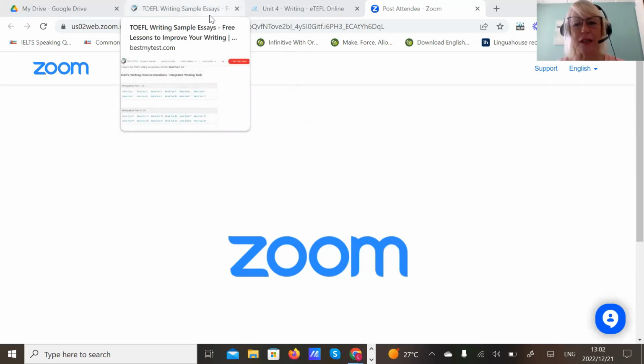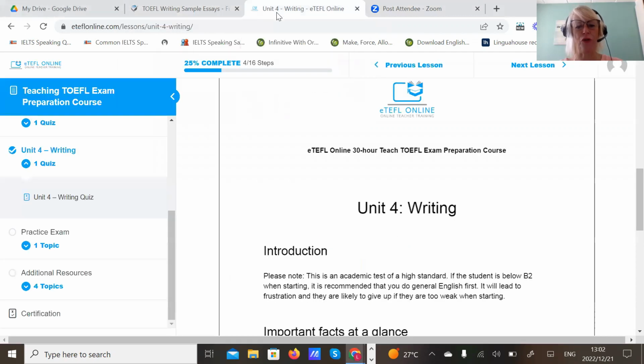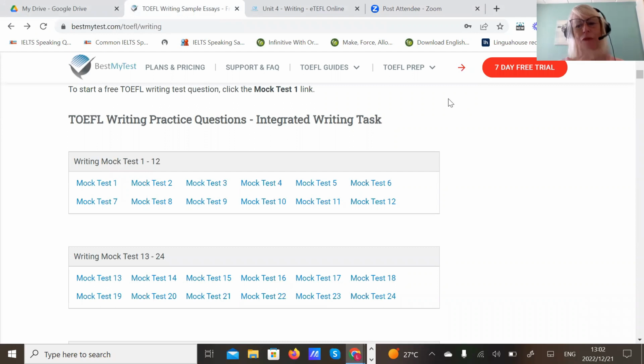Today we're going to do the writing. Very interesting section. I'm going to show you some writing mock tests, because the writing is a very important part of the TOEFL exam. It's an important part of all the English exams. And it's one section that can often bring the students' marks down, because in writing it's more difficult to express your ideas, and it can be the area where students fall down.